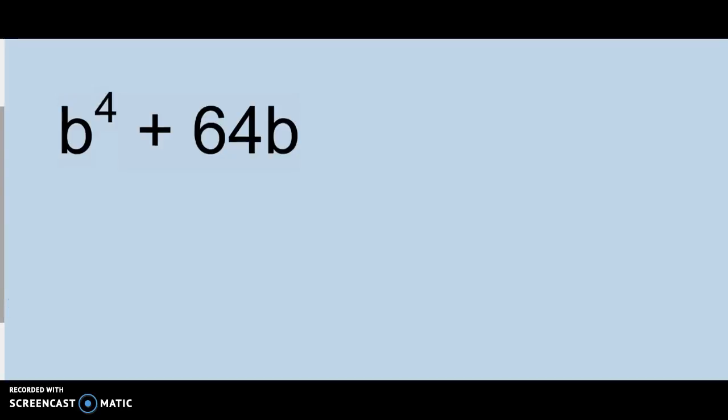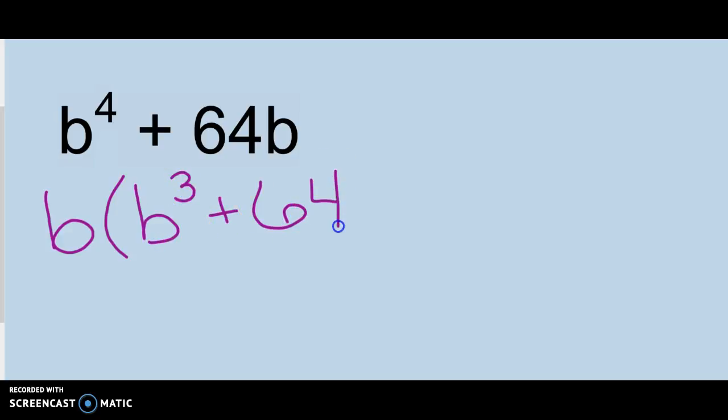So this is good. This actually has a common factor in it first. So it doesn't look right now like this is a cube. This is a b to the 4th, and that b is not a cube over there. 64 is a cube. So let's go and factor out a common factor. I'm thinking b is going to be the common factor. So factor out a b, and we're left with b cubed plus 64. All right, now we've got a sum of cubes.